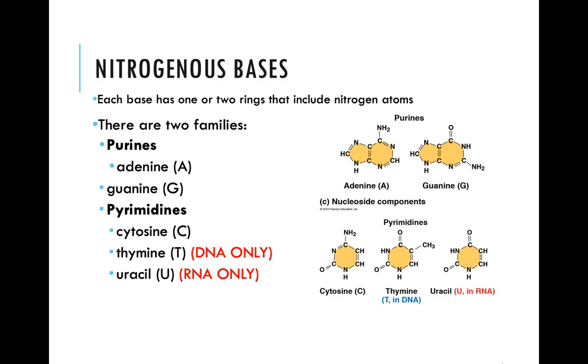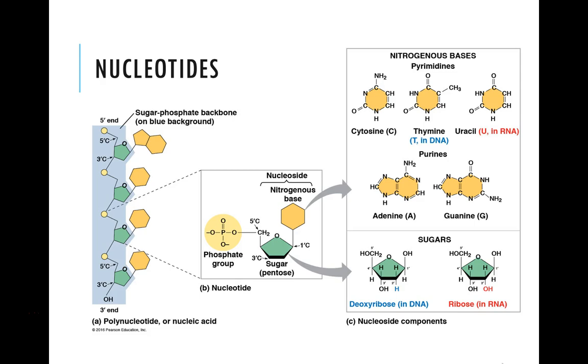You'll also notice that uracil is found only in RNA, thymine in DNA. That's something you'll have to remember because that will become important when we get to chapter 14 and start talking about RNA. This is just a diagram that puts everything together. You can see all of our nucleotides, how they are attached to the sugar phosphate backbone.